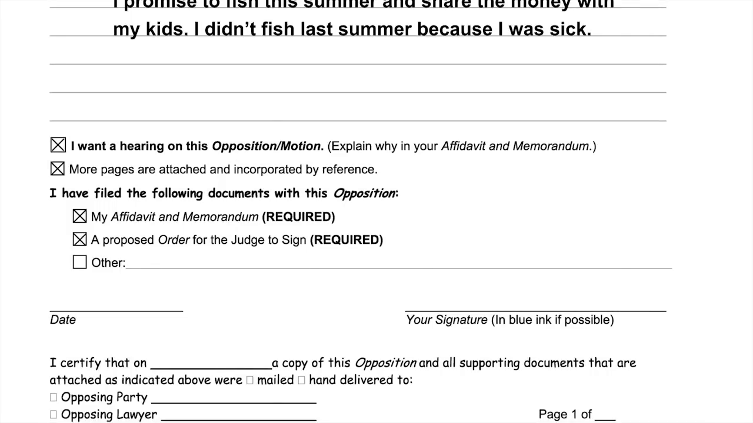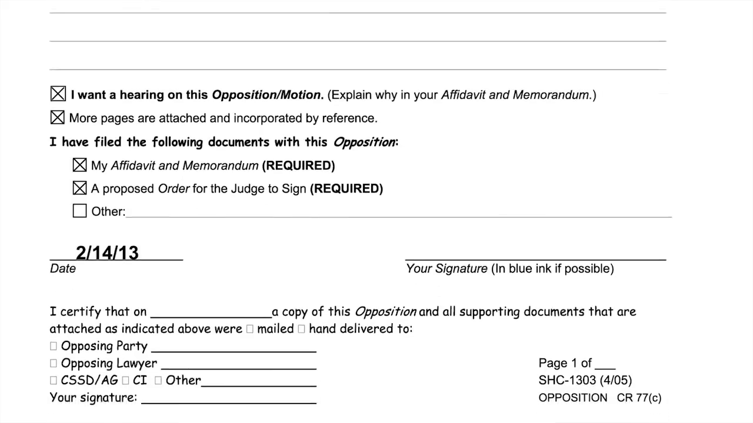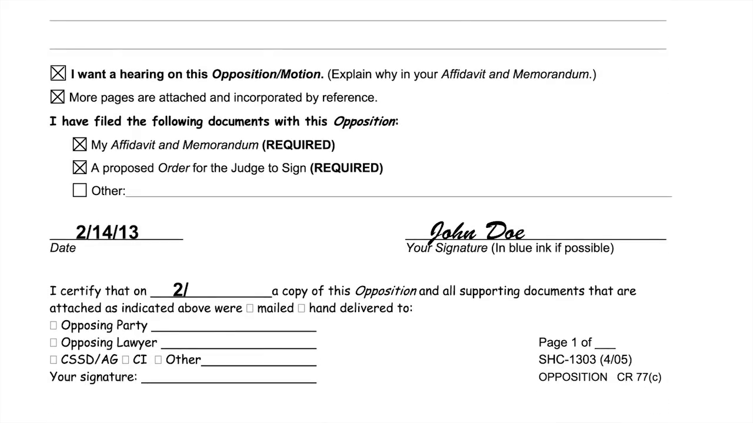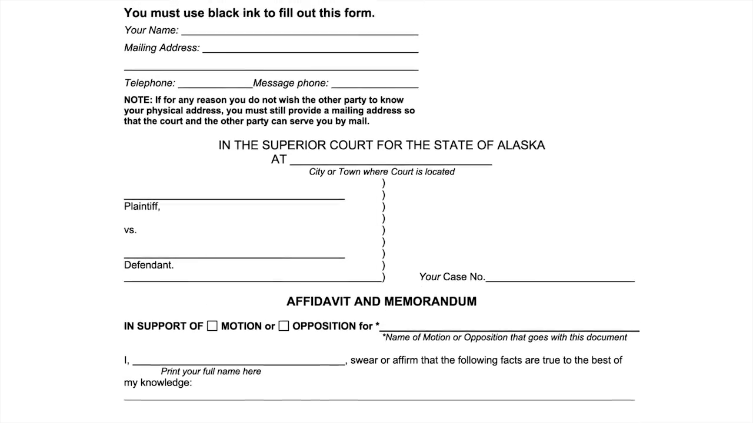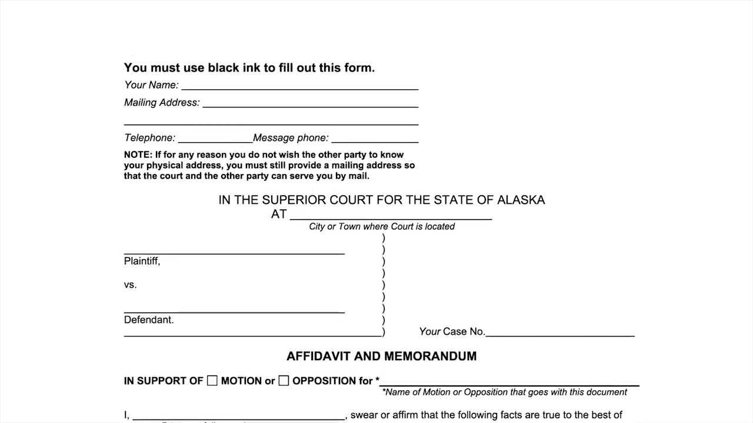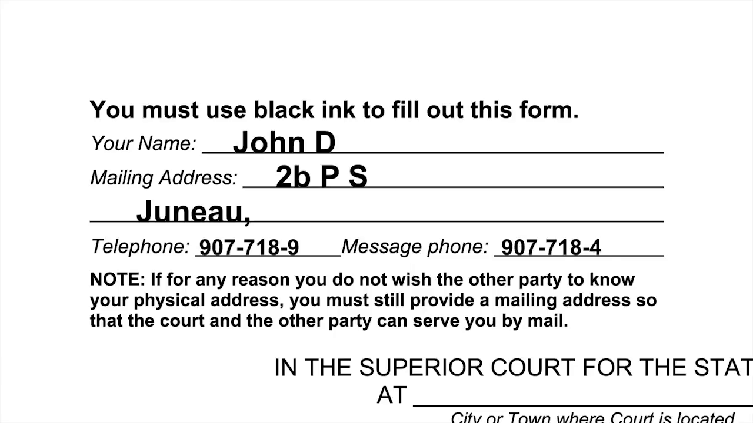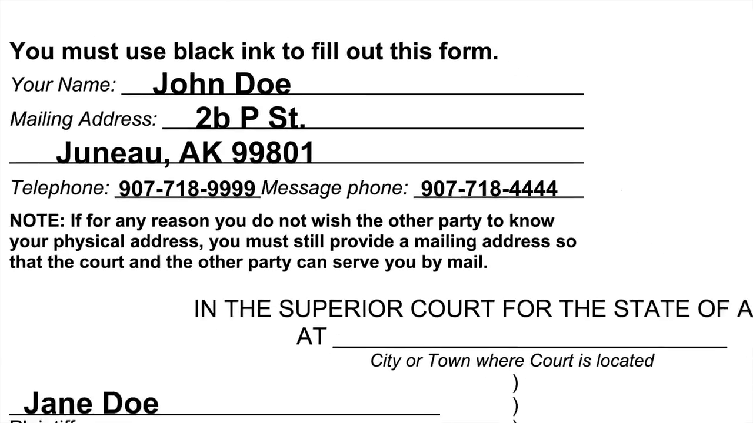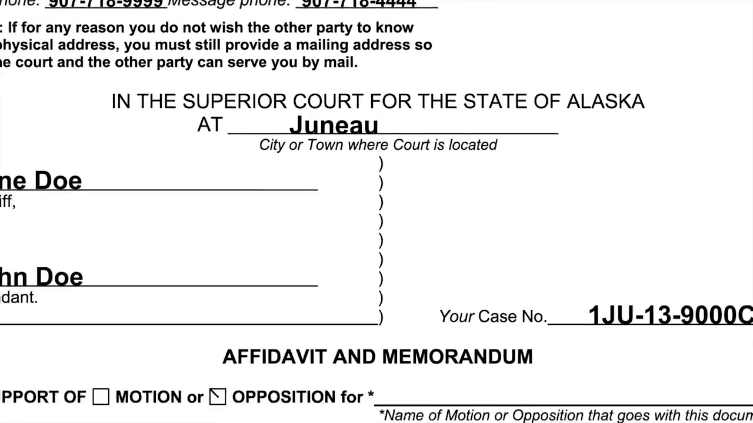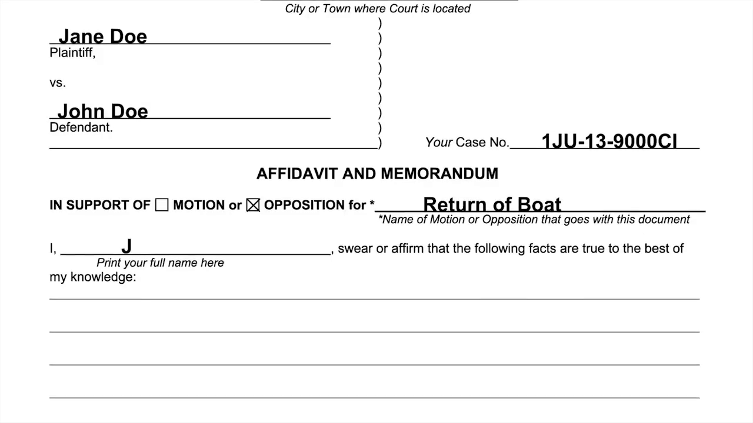Check this space if you're including additional pages with the opposition. These boxes are reminders of the other 2 forms that you're required to file with this opposition. Here you sign and date the form when you complete it. Now we will do an example of an affidavit. This is the second form in the packet you submit to the court when filing an opposition. Again, you enter your name and contact information, the name of the court, and the title of the motion.